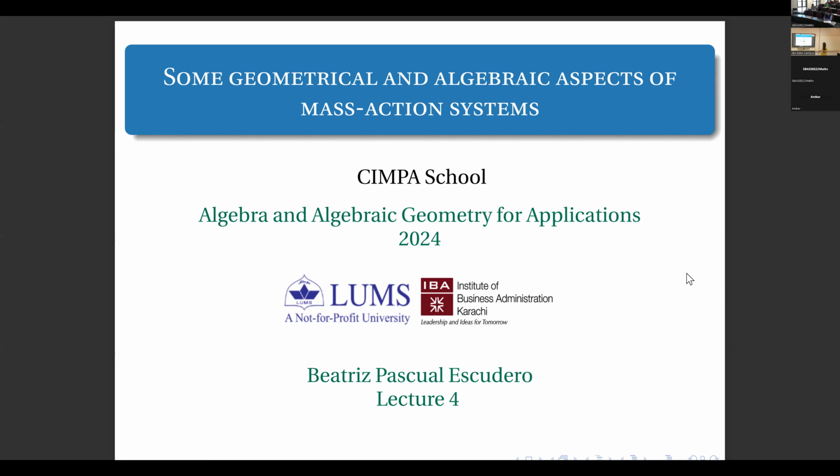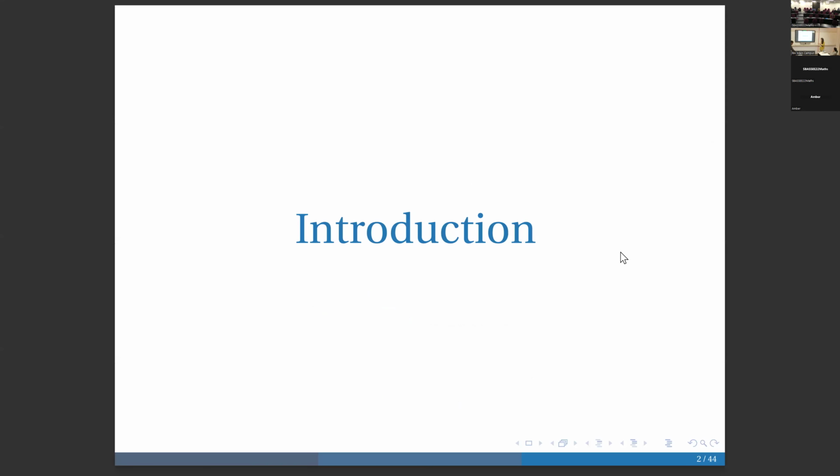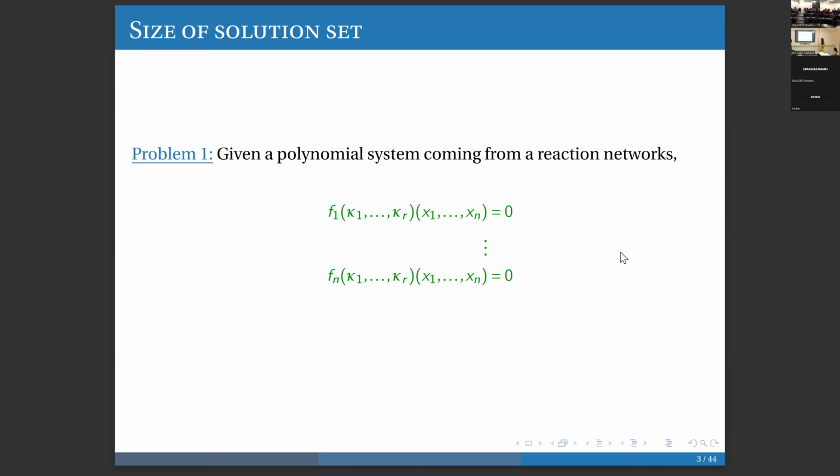Okay. So I'm going to continue with the topic, but this will be a little bit different approach. I'm going to talk about some geometrical and algebraic aspects of the steady state varieties that I was presenting to you in the last lectures. First, let me introduce you to two topics that I plan to talk about. If I don't have time, I will stop whenever I have to, but the plan is to present two problems.